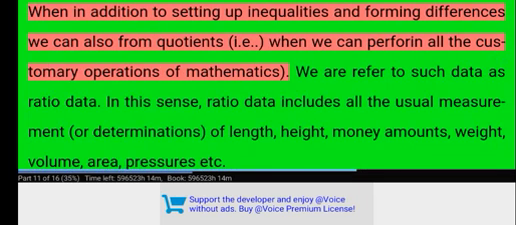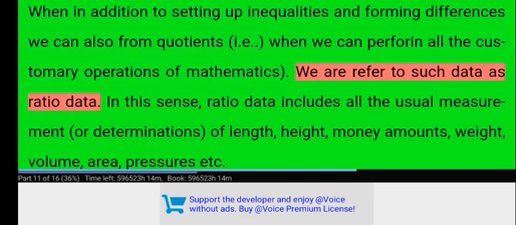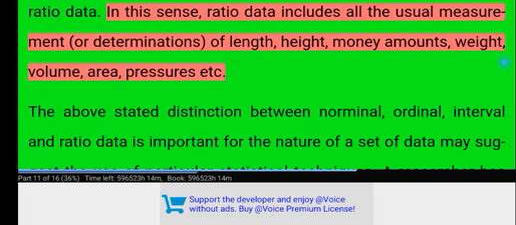When in addition to setting up inequalities and forming differences, we can also form quotients, i.e., when we can perform all the customary operations of mathematics, we refer to such data as ratio data. In this sense, ratio data includes all the usual measurements or determinations of length, height, money amounts, weight, volume, area, pressures, etc.